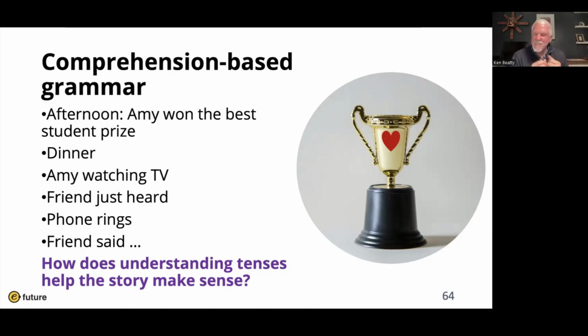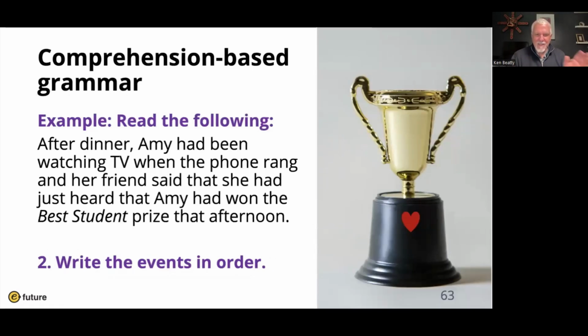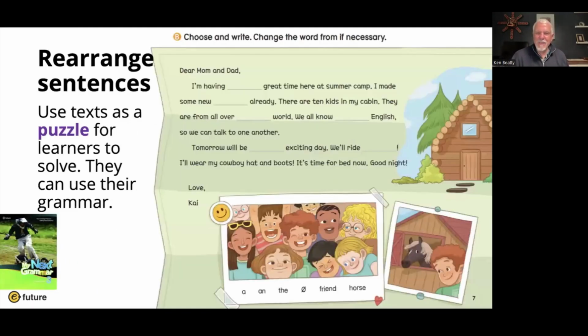They'll go back and forth and say, no, no, no, if this happened first, that's happened second. How do we know these things? How do we know when they happened? Well, that's what the grammar has done. The grammar has used different things. Had been, when the phone rang, okay, past tense, she said she had just heard. She had heard. Amy had won. So the use of the tenses and the time markers help to do that. It's a complicated thing, right? Here's another one that's quite similar to that kind of comprehension-based thing.